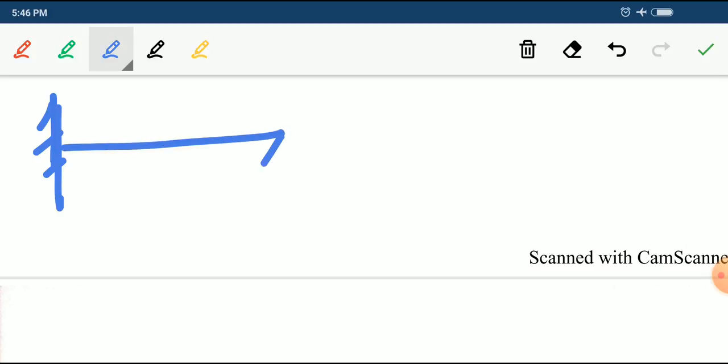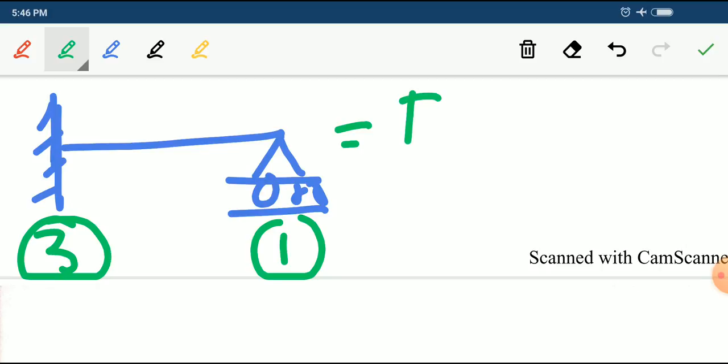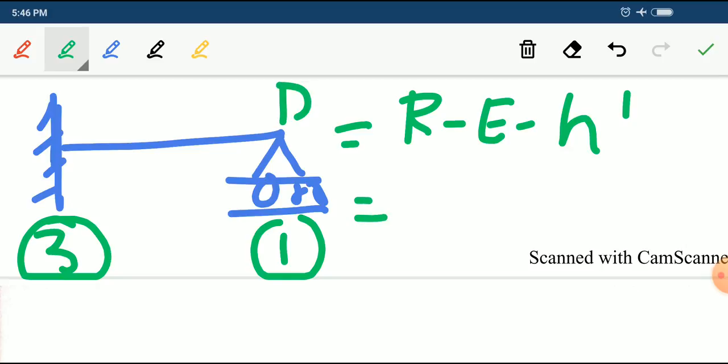So this is the beam. It is a propped cantilever beam. What do you mean by propped cantilever beam? If one end is fixed and the other end is supported, then that type of beam is called a propped cantilever beam. You tell me, this is fixed support. How many reactions are here? For this one you have 3 reactions, and this one is roller support. For roller support how many reactions? 1 reaction. You know the formula. Formula is r minus e minus h dash. You tell me what is the number of reactions. We are calculating Ds. Okay, remember this one. So what is the number of reactions here? 3.